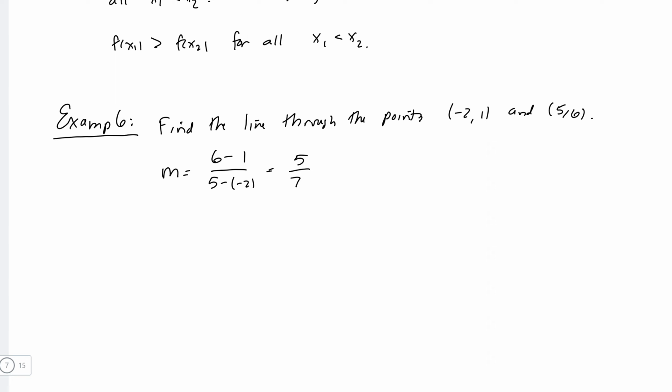We can use either point here, so let's use the first point and use point slope form. So y minus 1 is equal to 5/7, and I have x minus (-2). So this is y minus 1 is equal to 5/7 times (x plus 2). That gives us our line through those points.